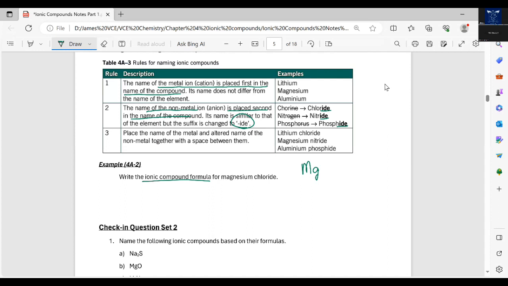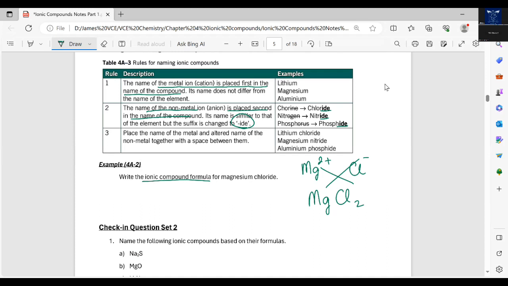Metal is group 2, so the charge is 2 plus, a cation. For chlorine it's just minus, because you gain only 1 electron. So what you do is cross these two together, and you will get MgCl2.